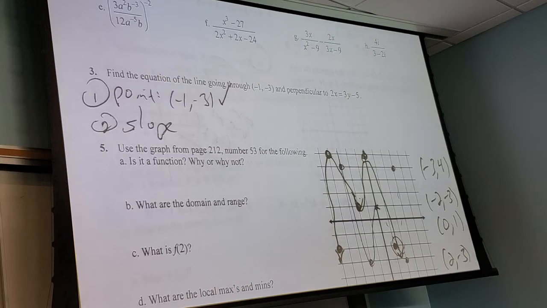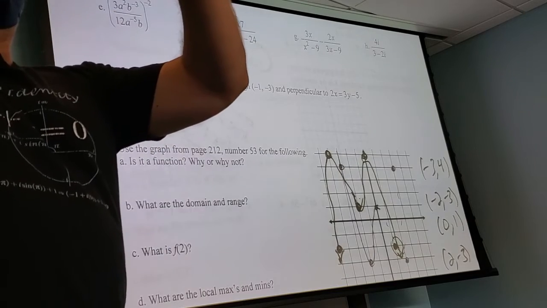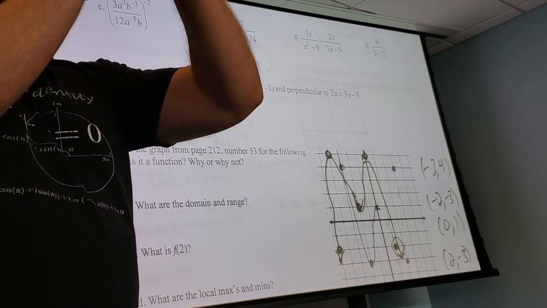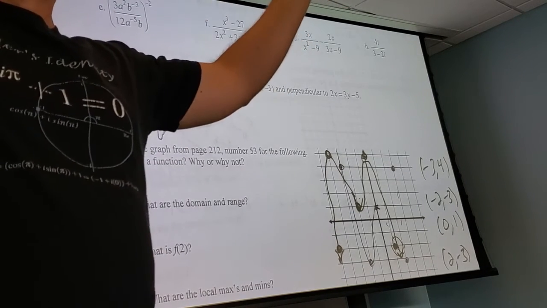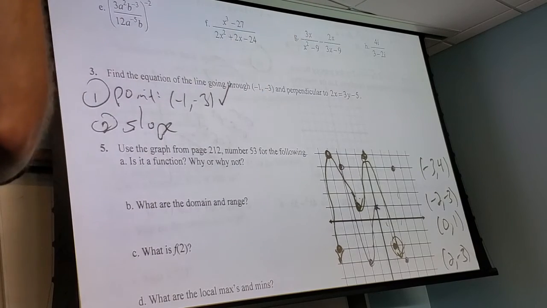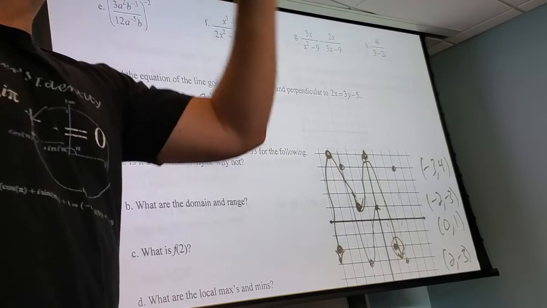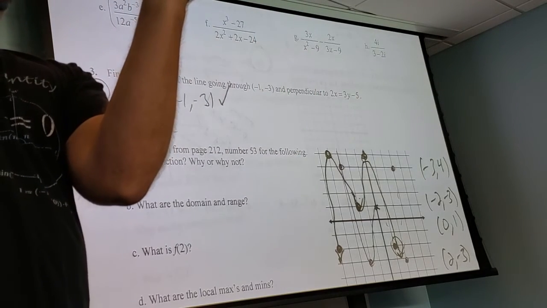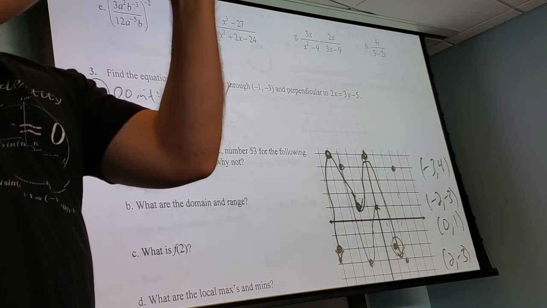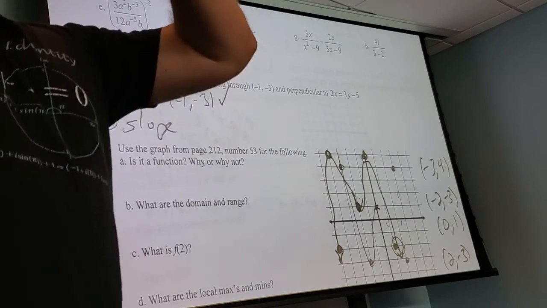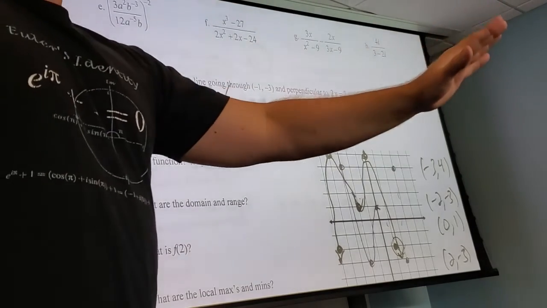What does perpendicular mean? It makes a perfect 90-degree angle, right angle, right? All right, what does that mean? Two lines that are parallel, what's true about their slopes? They're exactly the same. So two lines that are perpendicular, their slopes are completely opposite.